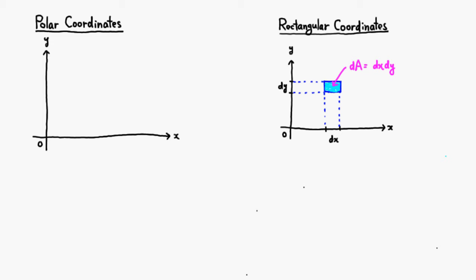In polar coordinates we use r and theta. So you can see that the region is going to look like this. So you have a little piece of theta, so I'm going to just draw it like this. This is going to be a little piece of theta, so I'm going to call it d theta.